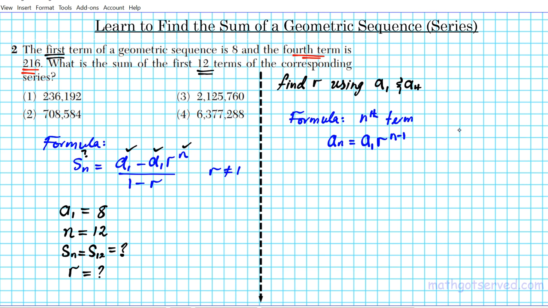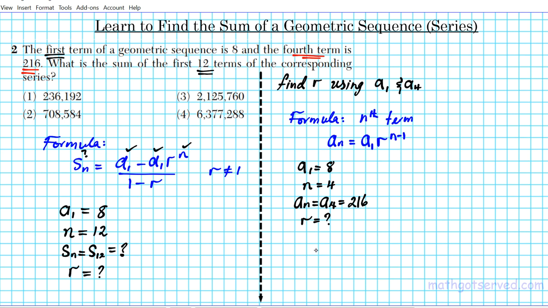In this particular situation, a1 is unchanging, that's 8. But for this particular problem, n is going to be 4. And then an represents the fourth term, which is 216. And then we're looking for r. When we're done with this, we should have all the information we need to find the sum.